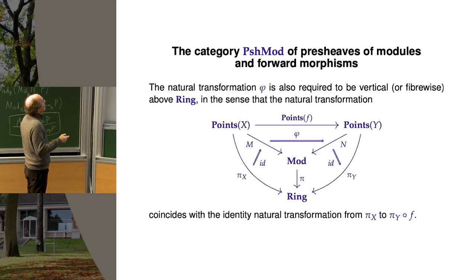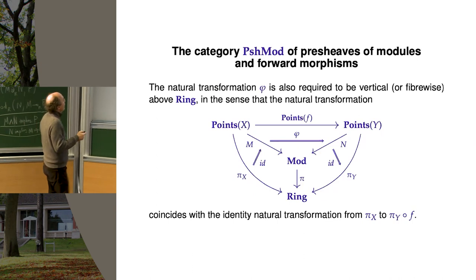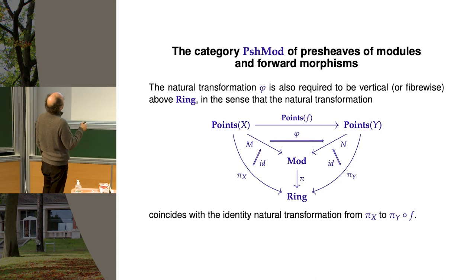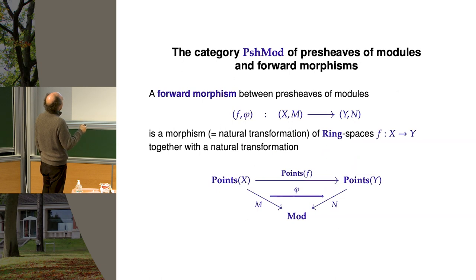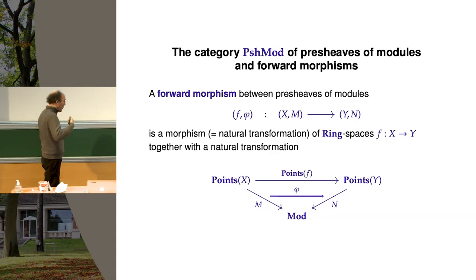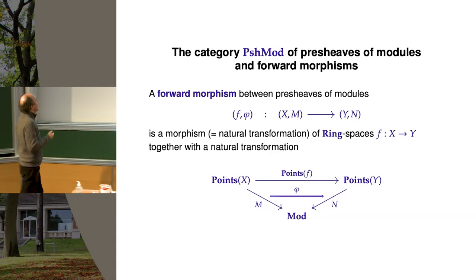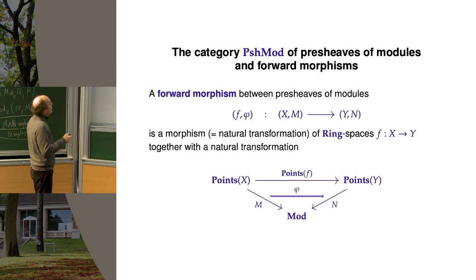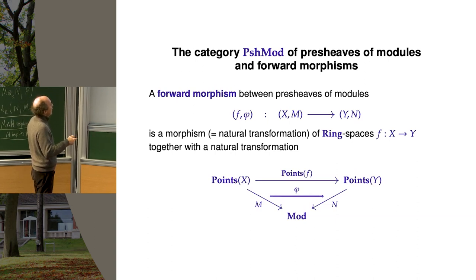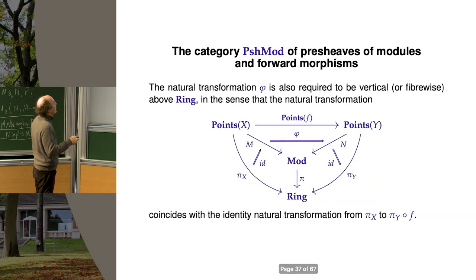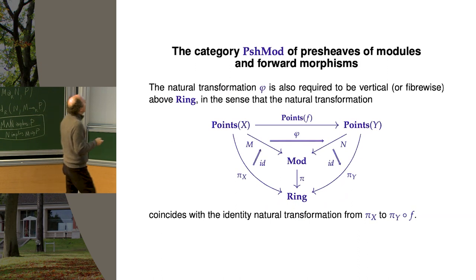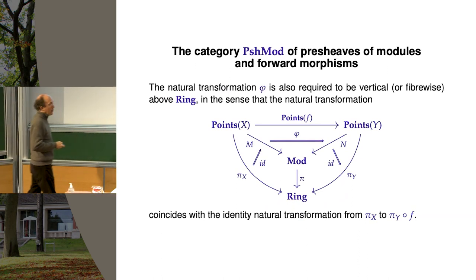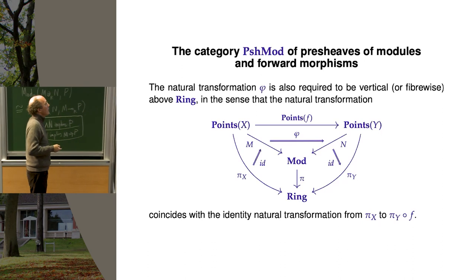And what we ask is that it's vertical, which can be formulated in a neat way, but the intuition is that this natural transformation should not change the underlying ring. So when we move from an R module here to another module here, it should be the same underlying ring. And so that's expressed in that way. So phi doesn't change the ring that describes the shape of the point.